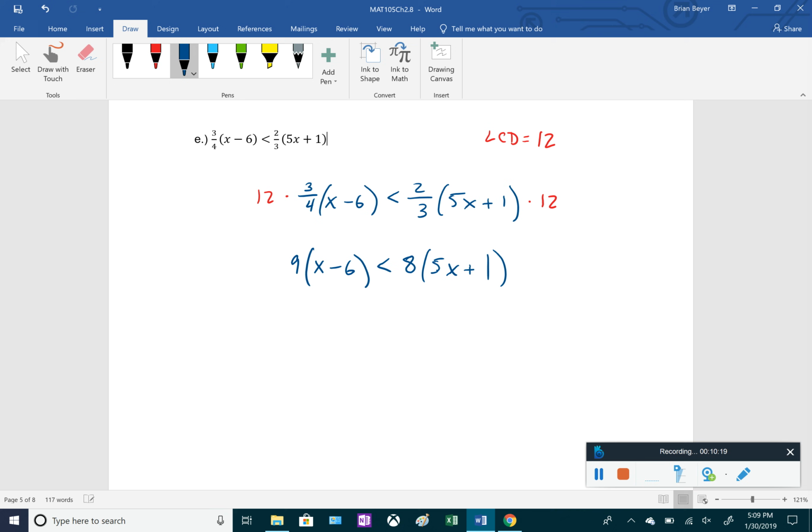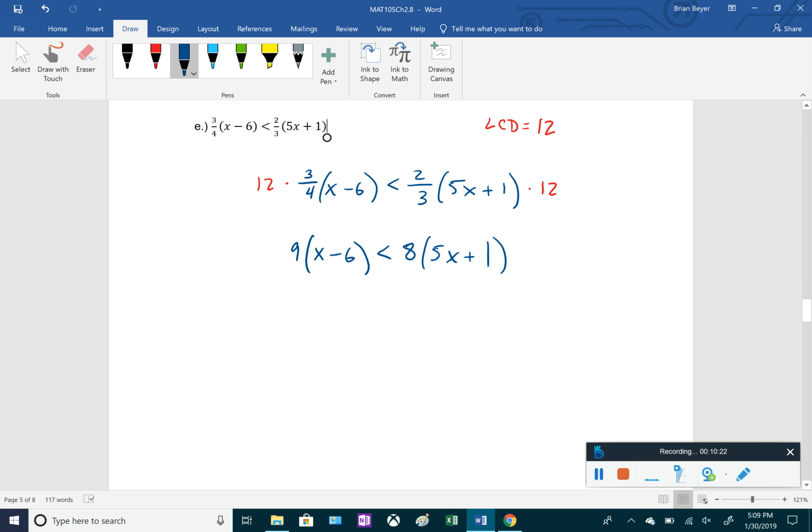Okay, and now we just solve this like we normally have been doing. So distribute the 9, we get 9x minus 54 is less than, distribute the 8, 40x plus 8. So I'm going to get all of the variables on, I'll get the variables on the right side this time. It doesn't matter at all. I'm just going to do it differently. So subtract 9x to the right, which means we have to get this 8 to the left by subtracting it.